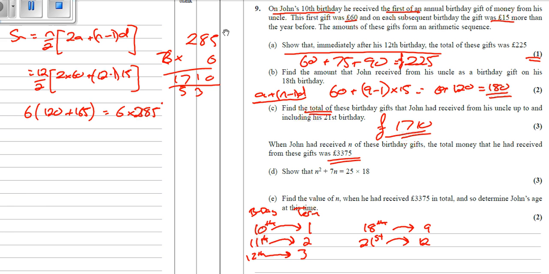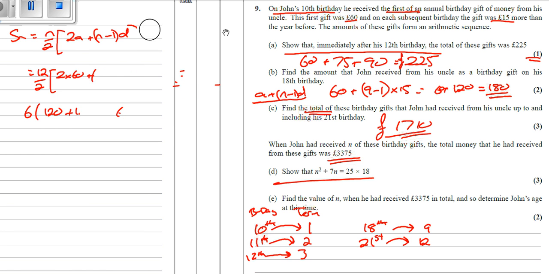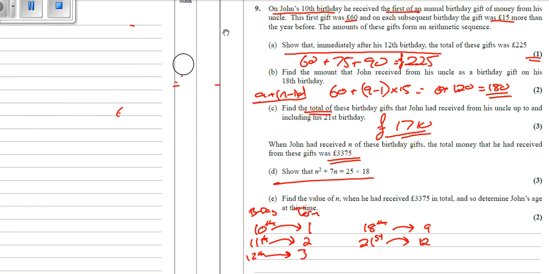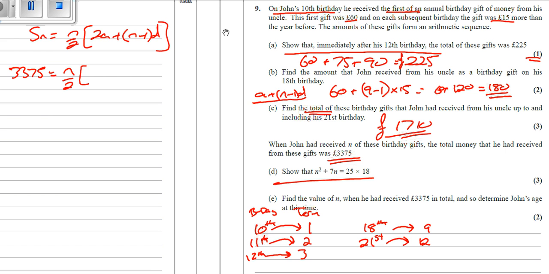Okay, next. When John had received n of these birthday gifts, the total money he had received from these gifts was 3,375. Show that n squared plus 7n equals 25 times 18. So, again, we're going to use the sum of a series. So, sum of n equals n over 2, 2a plus n minus 1, lots of d. So that's going to be 3,375. And it's n, which we don't know, over 2, 2 lots of a. We know that a is still 60, so that's going to be 120, plus n minus 1. What's the difference, which is 15.